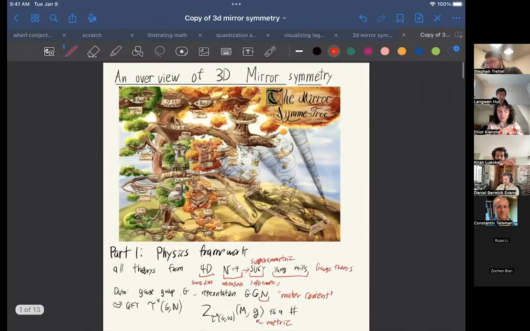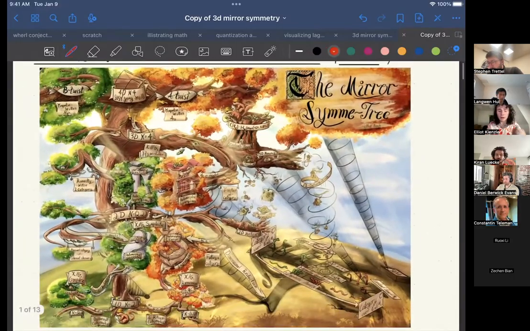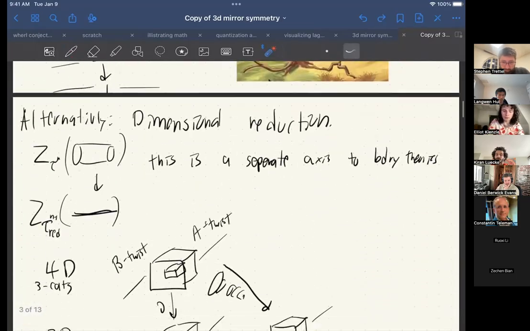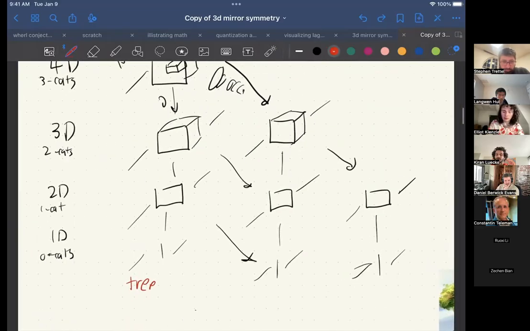So if we go back up, we see that there's this large tree on the left, and then the shadow below, which we achieve by taking a dimensional reduction. Okay? So back in this picture, we have the tree, we have its shadow, and we have its shadow's shadow.